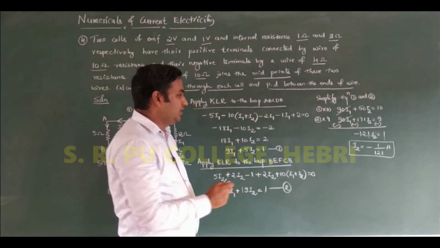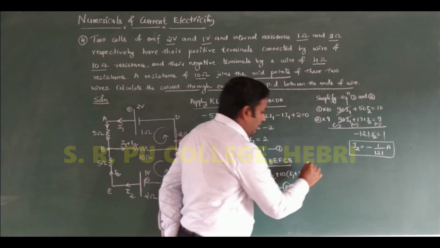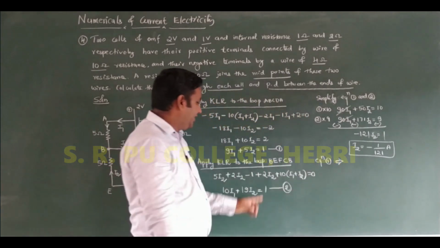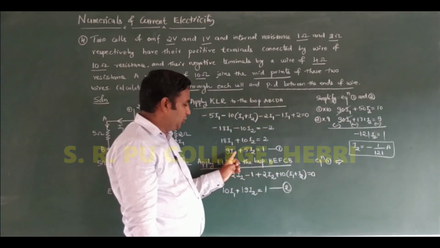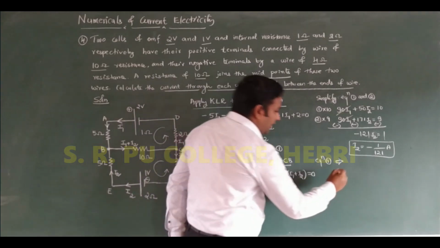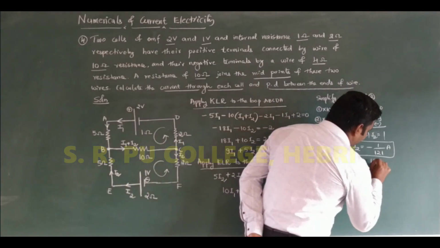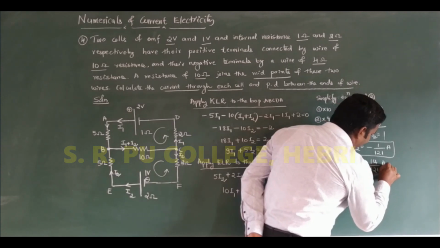Similarly, substitute the I2 value in equation 1. Equation 1. Substitute the I2 value in equation 1. You will get the answer for I1: 14 divided by 121 amps.